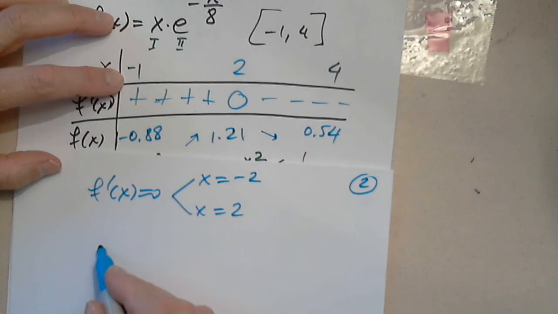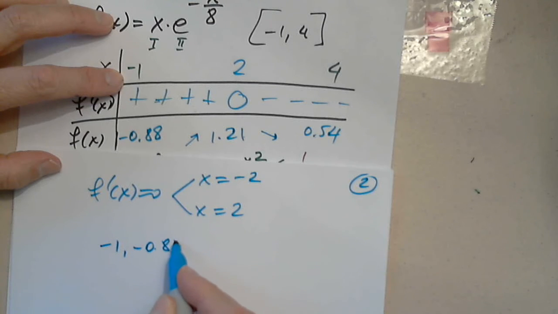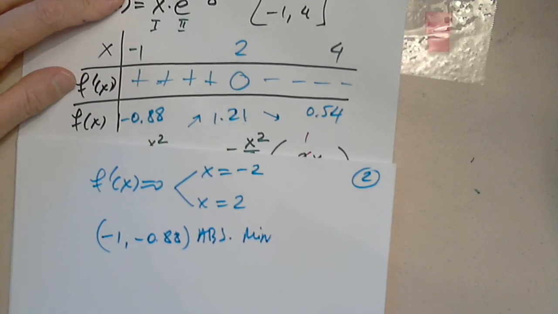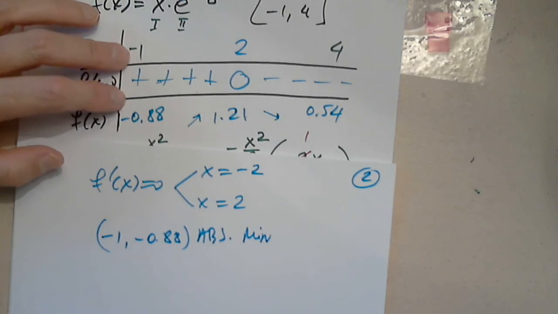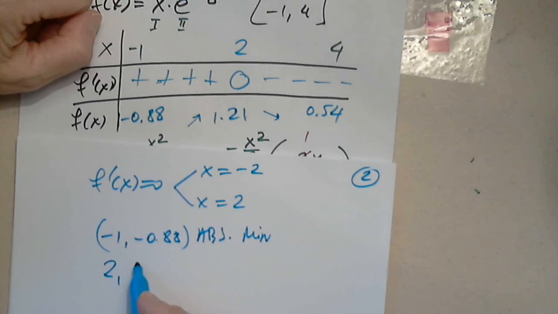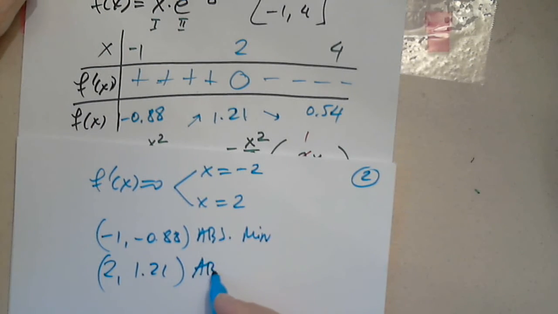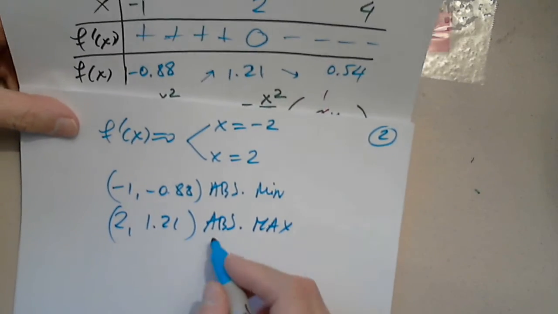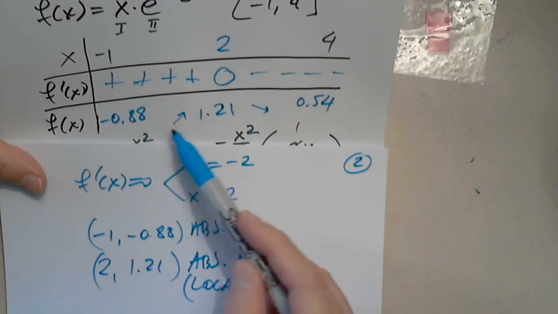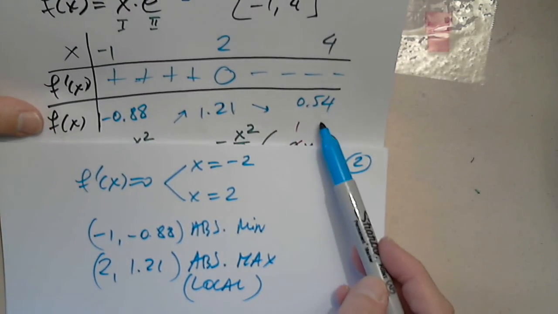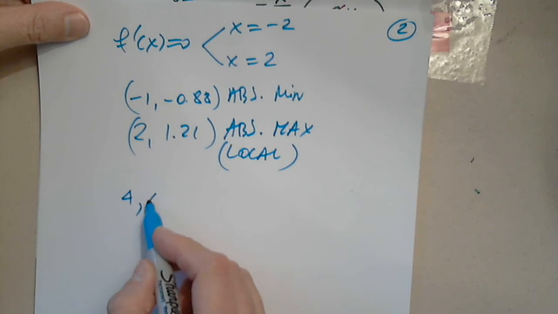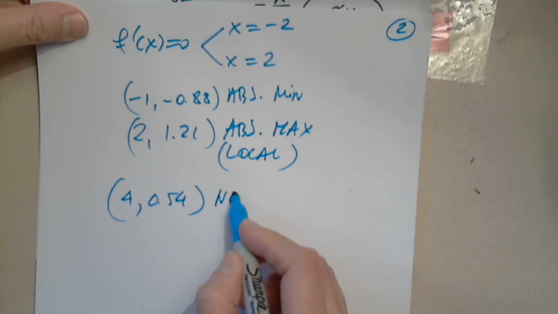So this one, -1, -0.88, must be an absolute min. It cannot be local because it's at the endpoint of the interval. This is the largest possible value, as you see, very clear. 1.21 must be absolute max, but also local. This is right in between, so it cannot be an absolute max, it cannot be an absolute min. At this point, I shouldn't even write anything, but let's do it. 0.54, nothing.